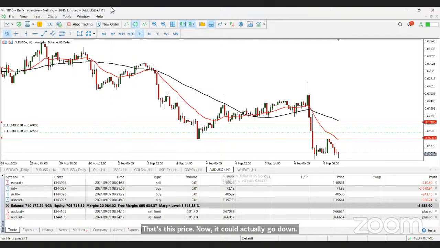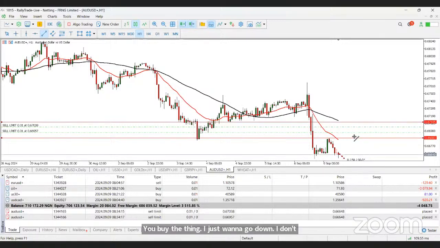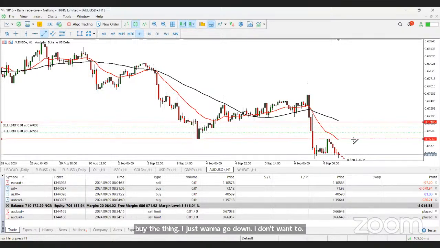Even if it goes up, I can't remember your name again, even if it's pushing up, I will not buy, because the trend is down and I will not go against the trend. If it's pushing up and you buy, it can just change direction and go down. I don't want it to catch me off guard. Are you getting it now? So that's the reason why I'm not going to follow you to buy.